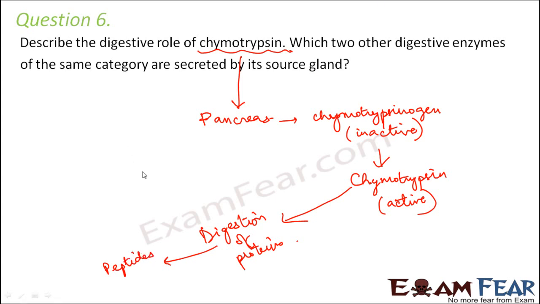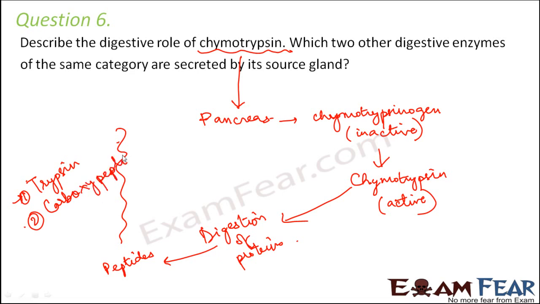Now, which other enzymes secreted from the pancreas are of a similar type, helping in digestion of proteins? One enzyme would be trypsin. Trypsin is also formed from trypsinogen, which is secreted by the pancreas, and another enzyme would be carboxypeptidase. This carboxypeptidase is also formed from procarboxypeptidase, which is secreted by the pancreas.